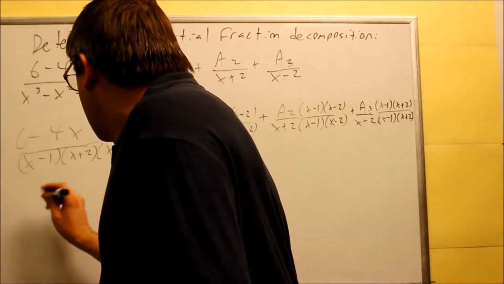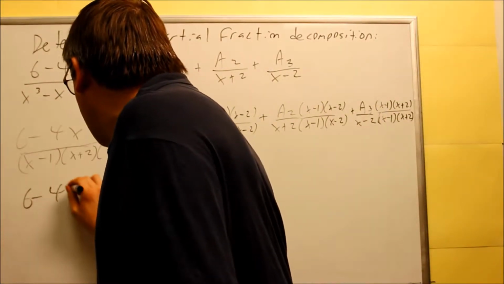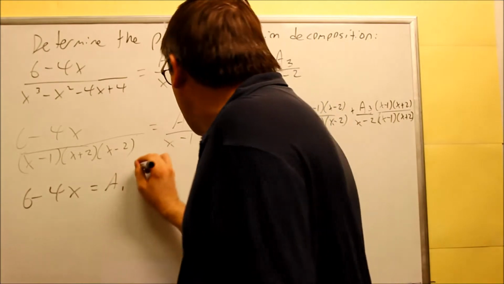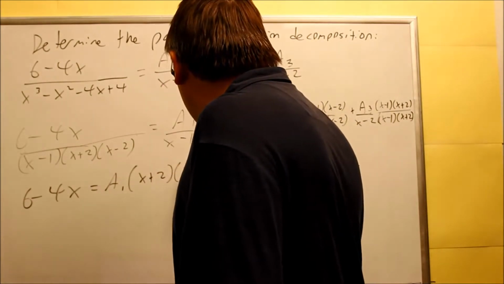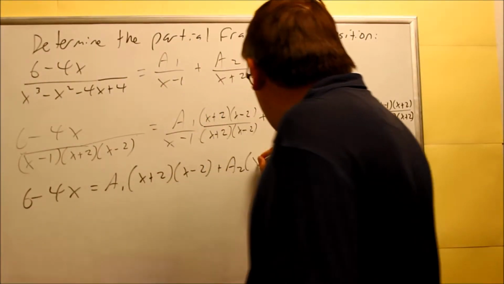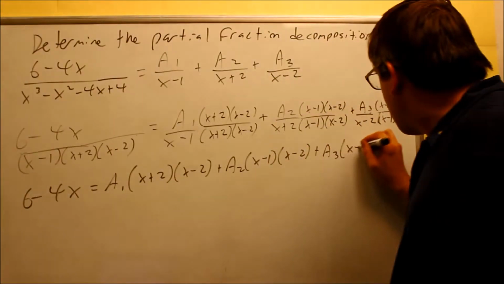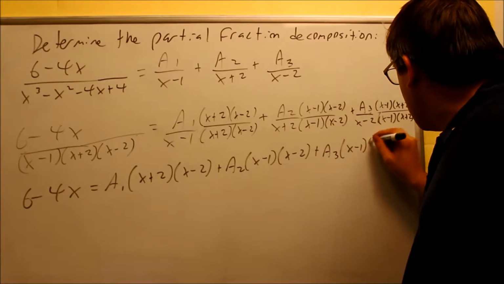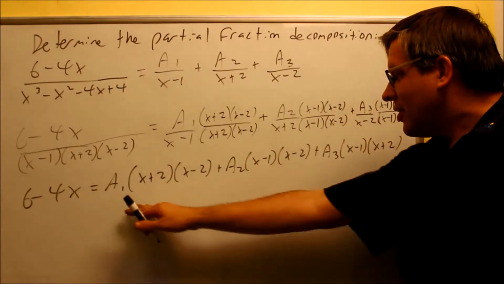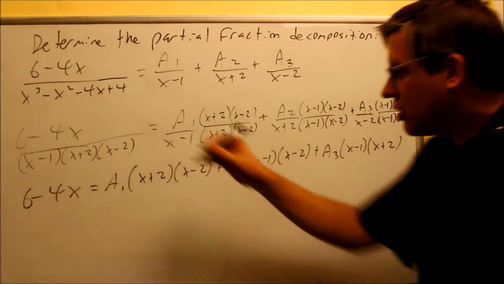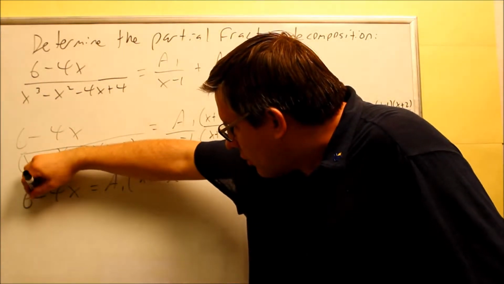6 minus 4x, so I'm going to do that here. 6 minus 4x is going to equal a1 times x plus 2, x minus 2. I have a2, x minus 1, x minus 2. And then I have a3 times x minus 1, x plus 2. So this is the actual equation that I'm going to be using when I do my methods.